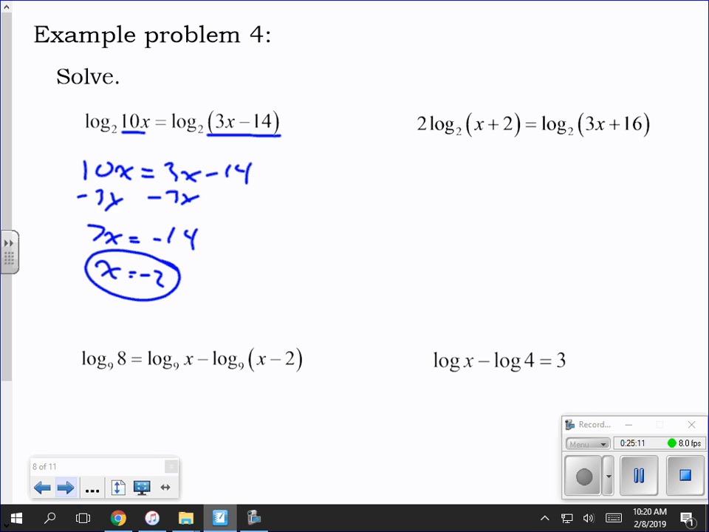But we're not going to do that. You're not allowed to take logarithms of negative numbers. So if I take negative 2 and plug it back in the original problem, what's going to happen? I get negative 20, it doesn't work. Why not? Because no matter how many times I multiply 2 times itself, I will never get a negative number. So I can't take the logarithm of a negative number.